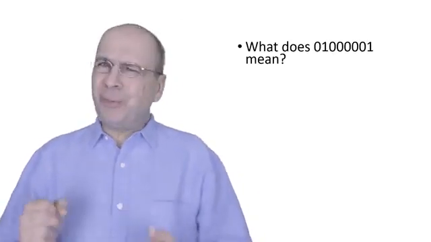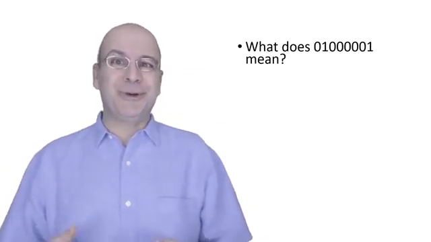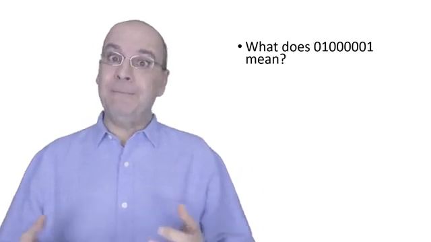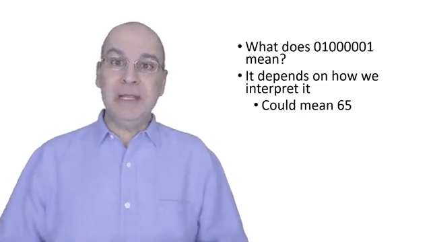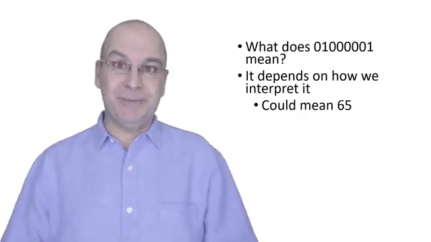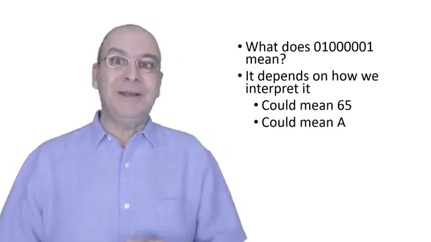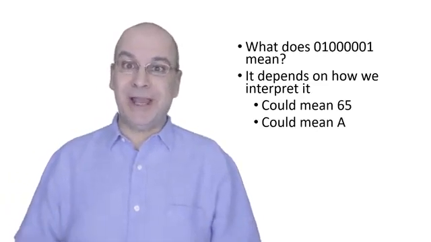Recall that last time we discussed the fact that everything that's represented in a computer is represented in binary. That gives us a problem though. So what does 01000001 mean? Well, it can mean a lot of different things. It could mean the number 65 if we're talking about the binary number system. It could mean capital A if we're talking about ASCII representations of characters.